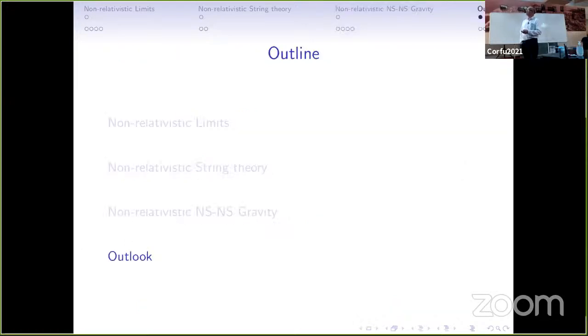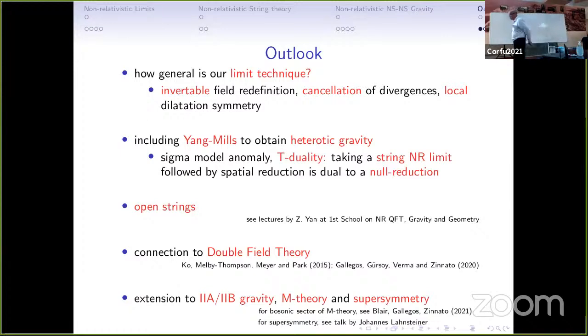So, the outlook. First of all, I found a nice trick to get nuclear quantum gravity by taking the limit in the action. Note you can't do this for the Einstein-Hilbert action because I need a limited matter. And the question is, how general is it? I did it for two forms. Can you do it also for vector fields and immediately get particle light in nuclear gravity? Can you do it for three form fields?